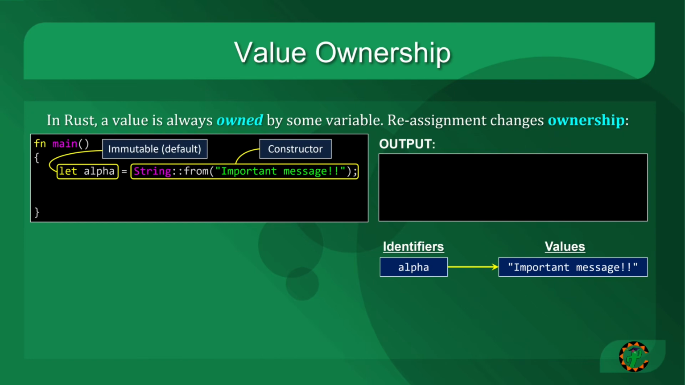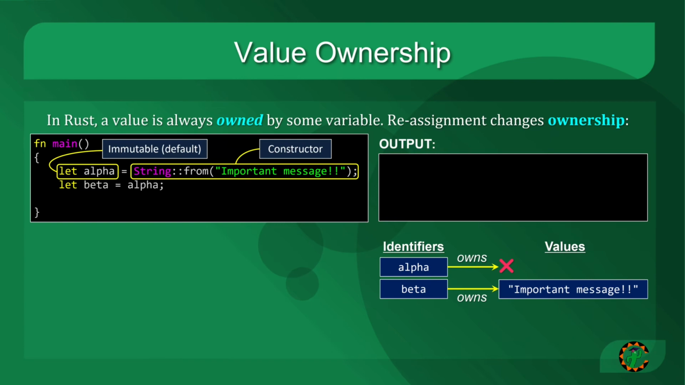When a value is constructed, some identifier will own it, and that will define its scope unless it's moved. So in this case, alpha owns the string object, holding the important message. Immediately after, though, we assign beta to alpha. The default behavior for assignment is to move the value, that is, change its ownership. So now beta owns the string, and alpha is no longer valid. If we just print beta, that's no problem.